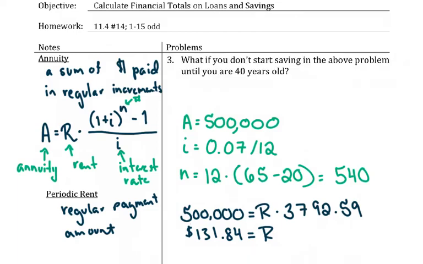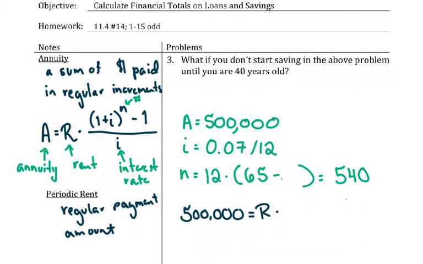So if we look further in problem number 3, it says, what if you just don't start saving until you're 40 years old? The only thing that's changing in this whole problem is our N value. Instead of saving from 20 years old to 65 years old, we're just going to start saving at 40. So the only thing that changes is our N value, which instead of 540 is 300.